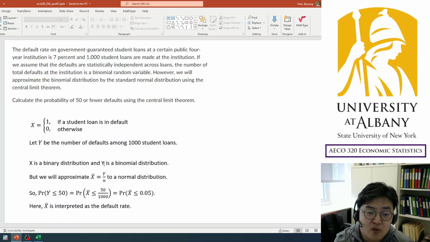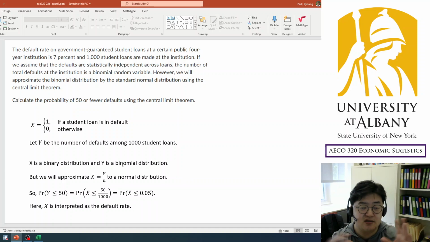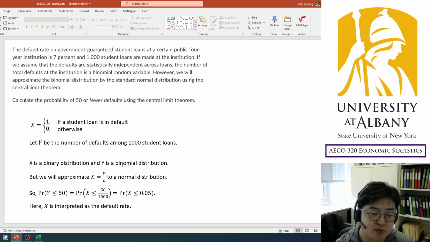But we are going to use the sample average because we are going to use the central limit theorem to approximate to a normal distribution. We are going to use X bar, which is the total number of defaults over 1,000. So out of 1,000 loans, if say 100 were in default, then 10% is the percentage of success, which is the sample average. Okay. So divide by n. So we are using all the binary distribution's properties.